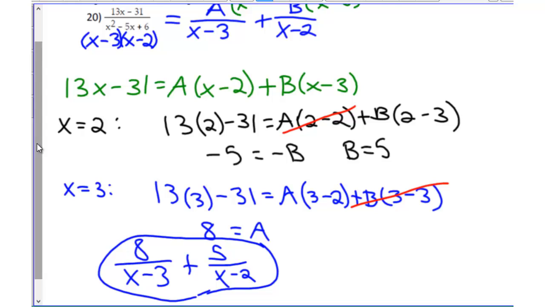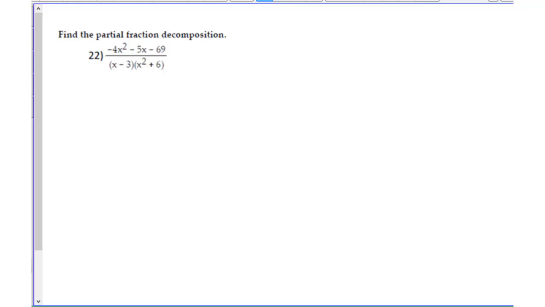Next, we're going to look at 22. So this one has the issue of this is not linear. It's called an irreducible quadratic. You cannot factor x squared plus 6, and so that means that when we write this out, for that one we need Bx plus C. We need something linear on top because there's a quadratic on bottom, a quadratic that we can't get rid of.